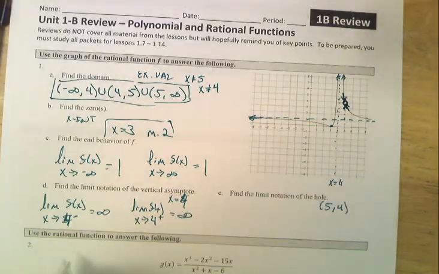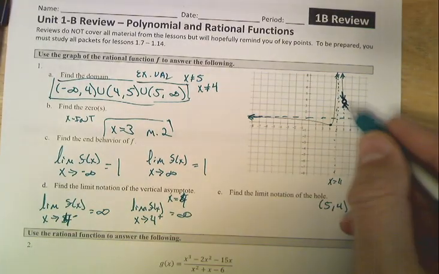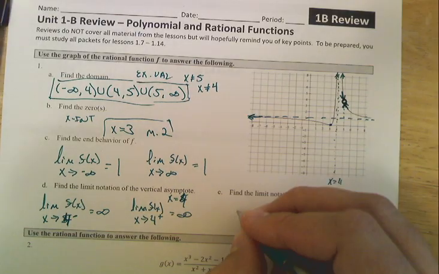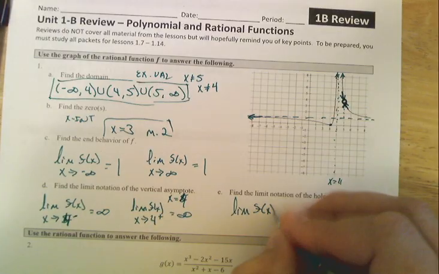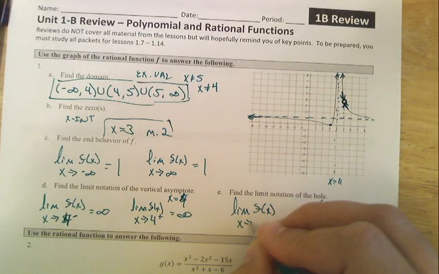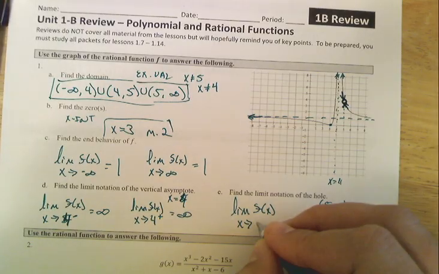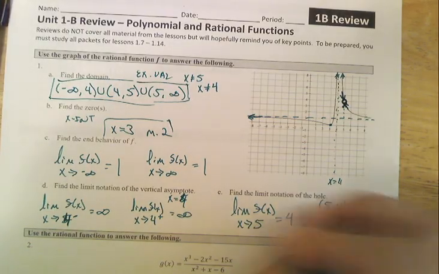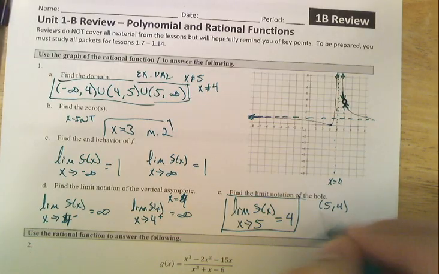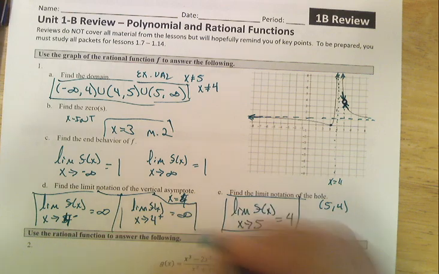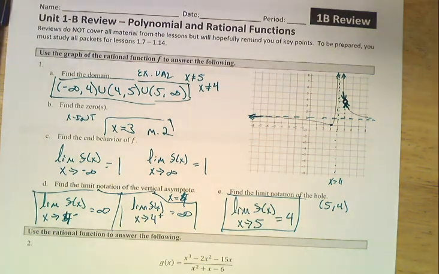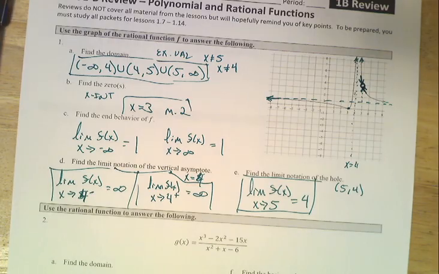So instead of having to write both left and right, since they're both going to one single finite value, we can combine it into one expression. The limit of f of x as x approaches 5 is equal to 4. There we go. Okay, let's move on to question 2.